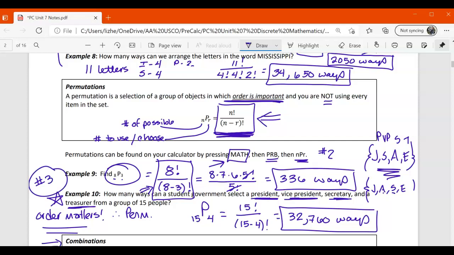Previous example on the previous page, but we only had 6 students. And so you could use the counting principle for this as well. Okay? All right, moving on to combinations.